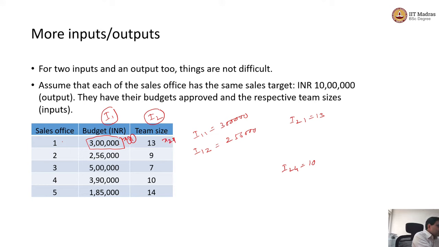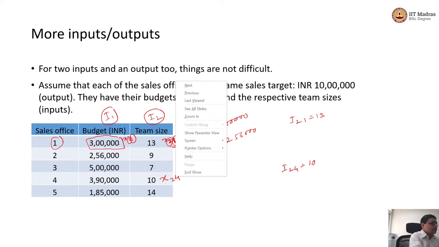This will be X21. Input number 2, DMU number 1. This is still sales office number 1. What is this? This is the weight assigned by sales office 4 to input number 2. So this will be X24, input number 2 assigned by sales office number 4.